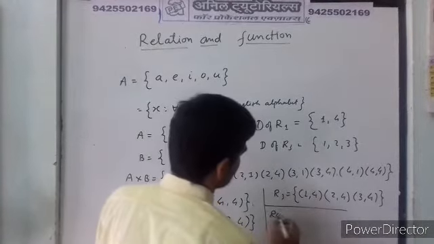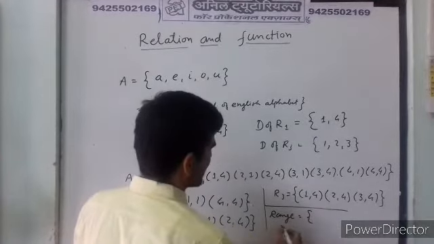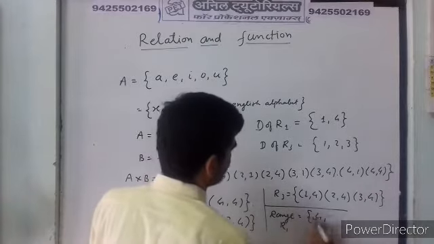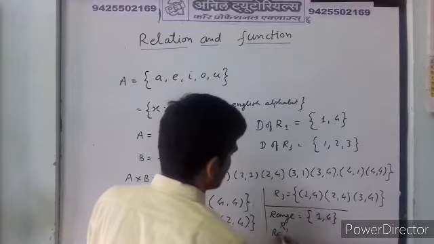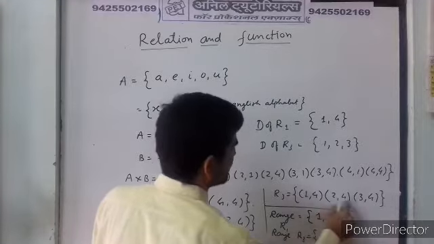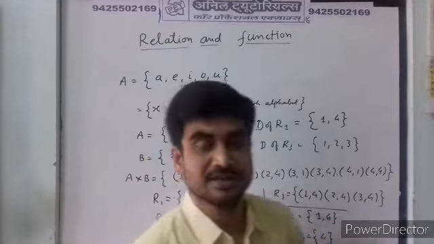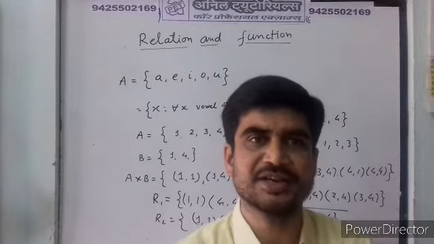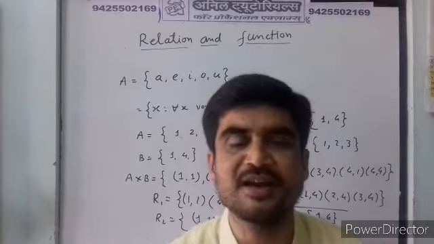Range, the set of all those elements. So when you calculate the range of R1, that is 1, 4. So range of R3 is 3, 4, 4, 4, so one element here. So the range is the set of all the second elements in a relation R from set A to set B, which is called the range of the relation.